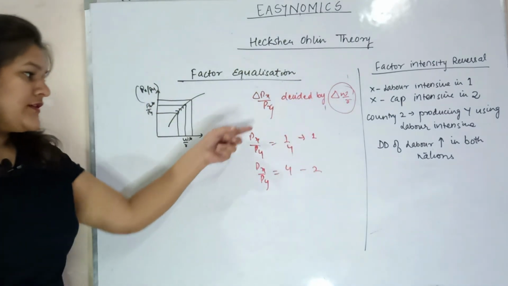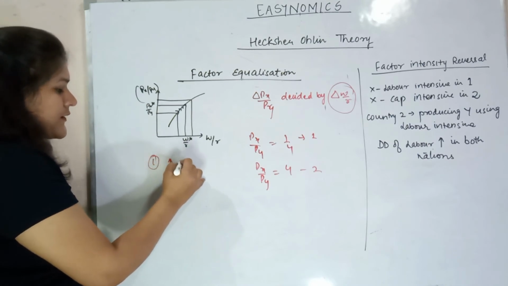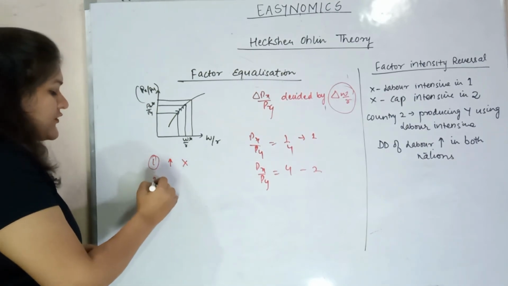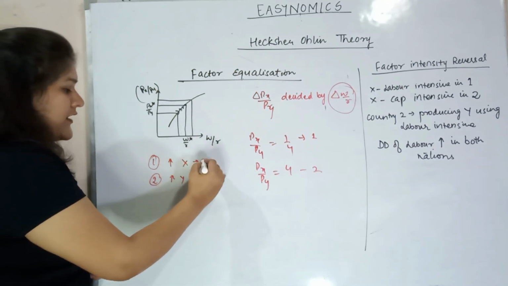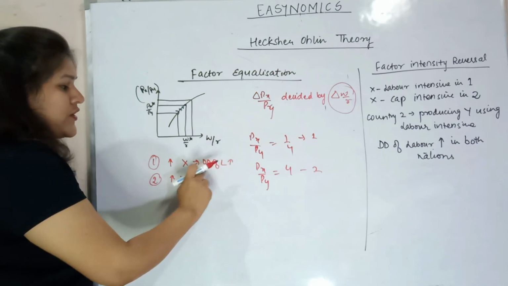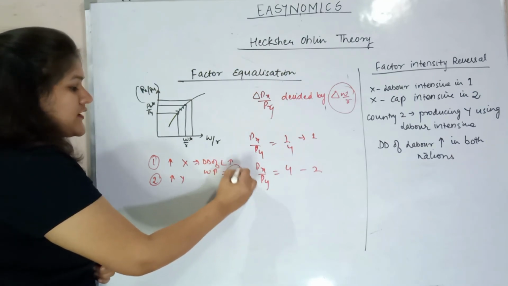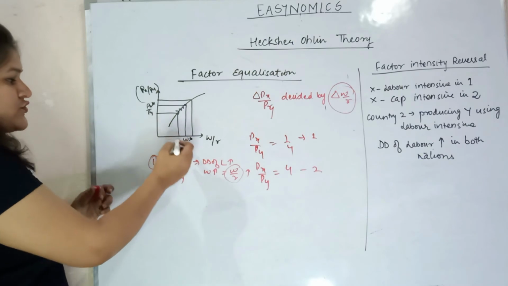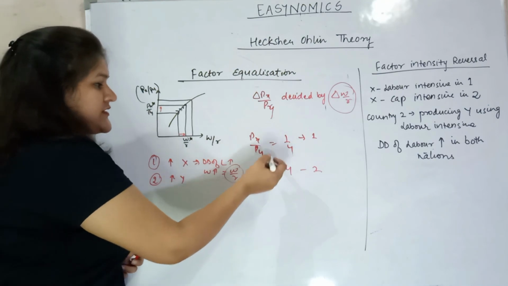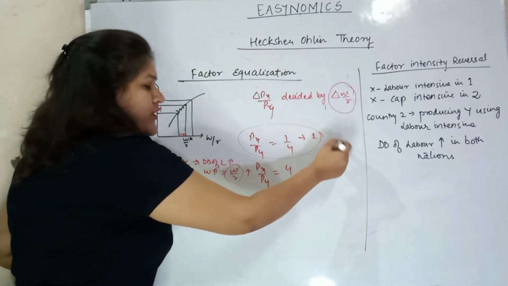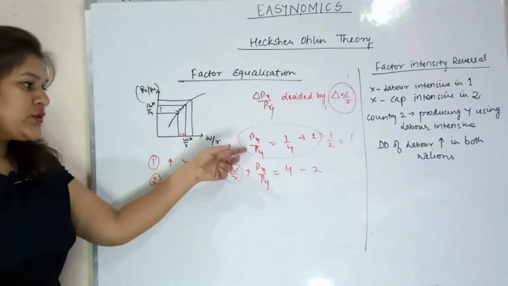Now what will happen? This was our price ratio. Now country 1 will increase the production of good x and country 2 will increase the production of y. So in country 1 the demand for labor increases. When your demand for labor increases, your wages increase and your W by R ratio increases. Getting me? So if your W by R is increasing, your price ratio will increase. So this was lesser in country 1. Now this is going to increase, reaching 1 by 2, then reaching 1. So this is going to increase in country 1.